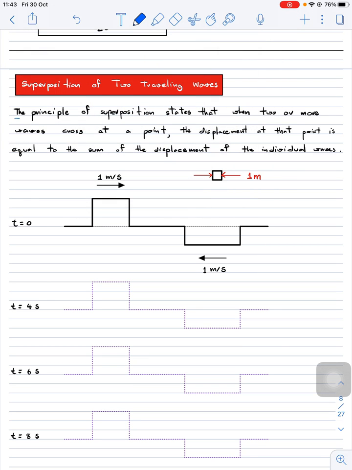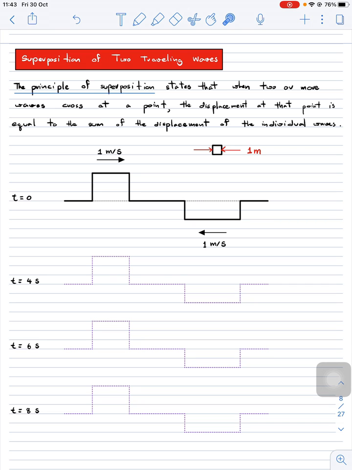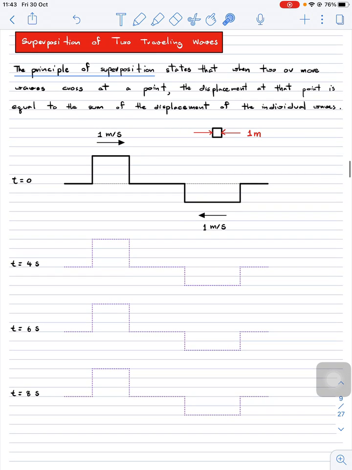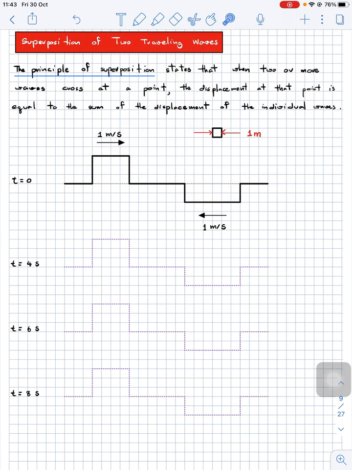That's one principle which is quite important that you should know. It's called the principle of superposition, which says that when two or more waves cross at a point, the displacement at that point is equal to the sum of the displacements of the individual waves.